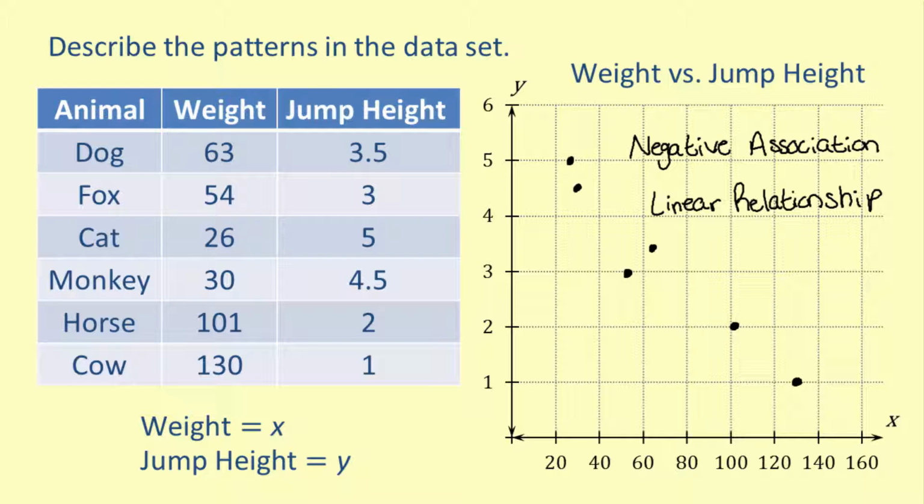By plotting data points on a scatter plot, we are able to look for patterns. Determining the direction of association and linearity helps us gain insight about the relationship between our x and y variables.